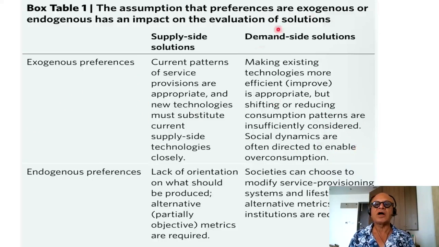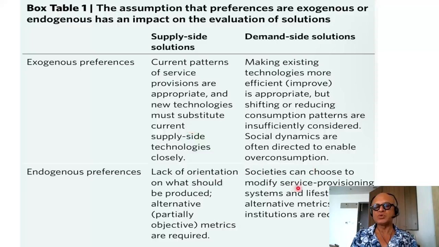Social dynamics, or how they are evaluated in terms of impacts of the solutions proposed. Social dynamics are often directed to enable consumption. So there are these external factors which tend to implicitly and explicitly play on people's consumption patterns. Under endogenous preferences, supply-side solutions, lack of orientation on what should be produced, alternative or partially objective metrics are required here for evaluation of solutions.